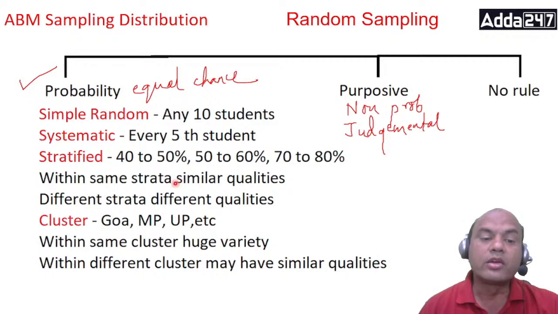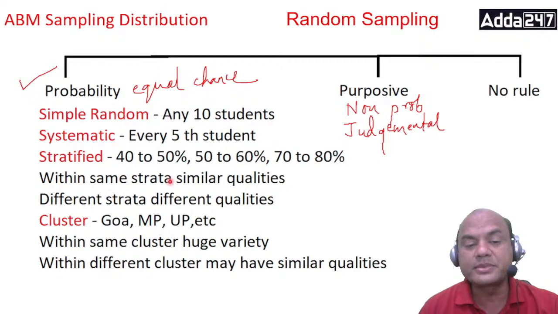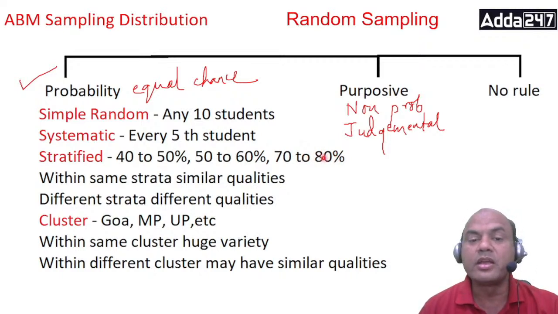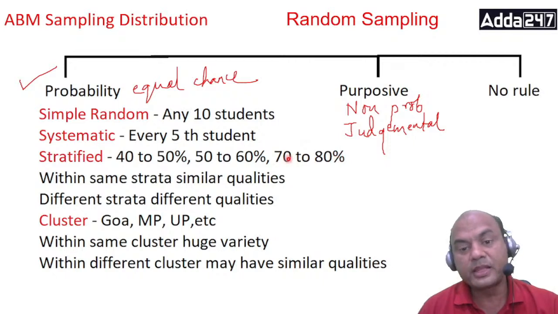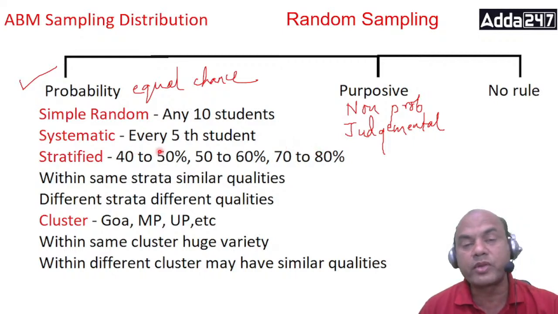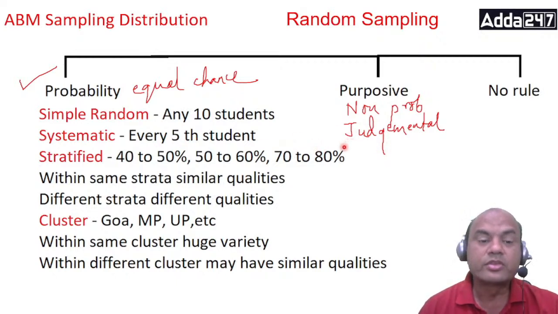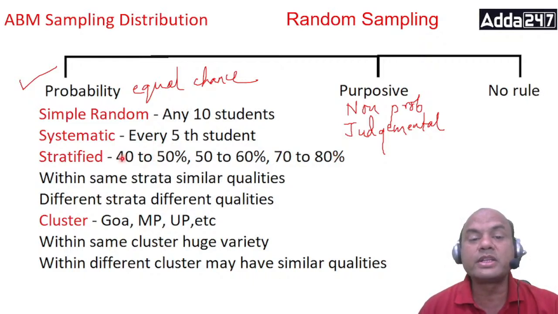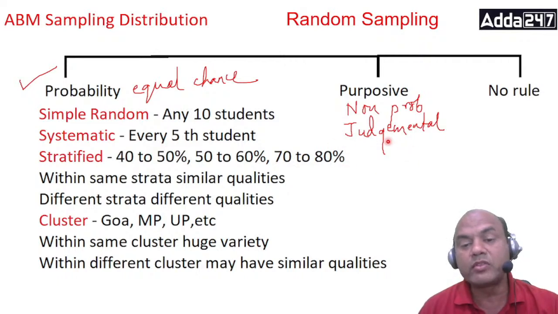Now one important point I'll give you over here, about stratified and cluster. Within the same strata, they have similar qualities. Means the students who have a range of 70 to 80 will think similarly, similar to each other. Versus students having marks of 70 to 80 and marks of 40 to 50, their ranges will be different and thinking ability will be different. So that's what is meant by stratified. 40 to 50% students will always think of passing. 80 to 90 will always think of scoring.